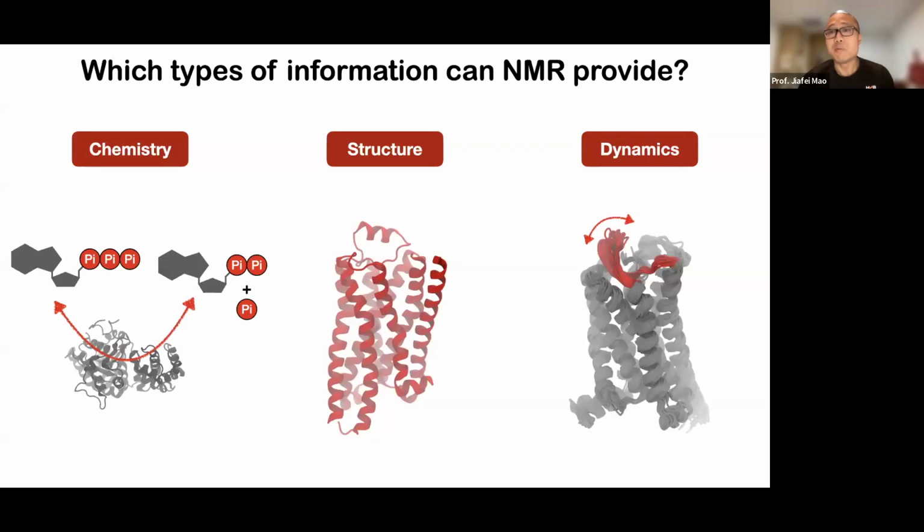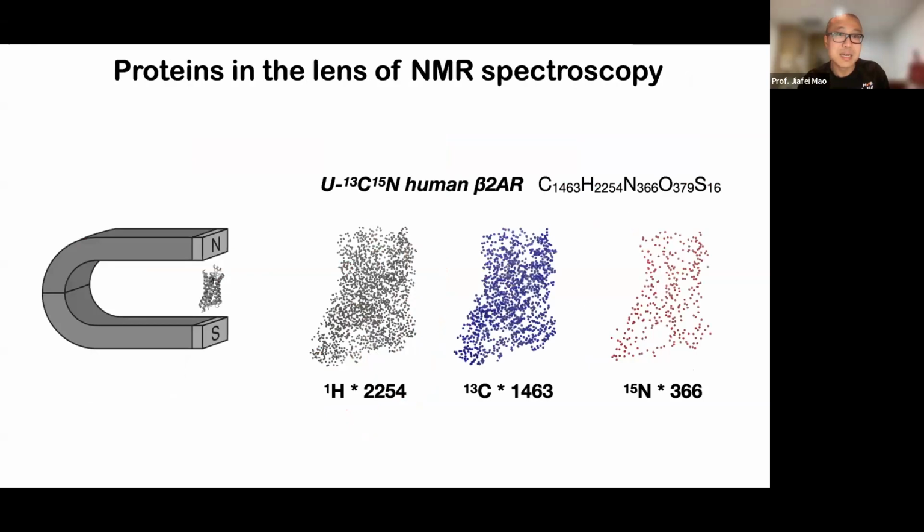So which types of information can NMR provide? I summarize here. First, we can get a lot of chemistry information. Please remember that NMR is a powerful technique in the chemistry field, so we can understand electronic structures by NMR spectroscopy. But in the bio field, of course, we all know it's a powerful method to get the structure of biomolecules. And not to mention, NMR is super powerful in mapping molecular dynamics, which is still not very easy to obtain by competing techniques, I would say.